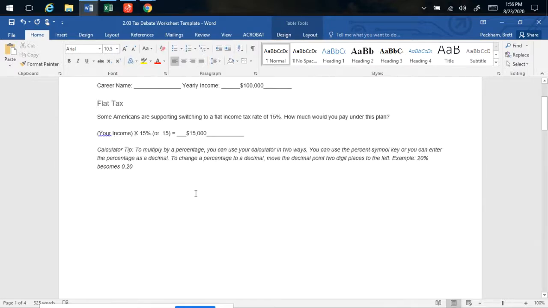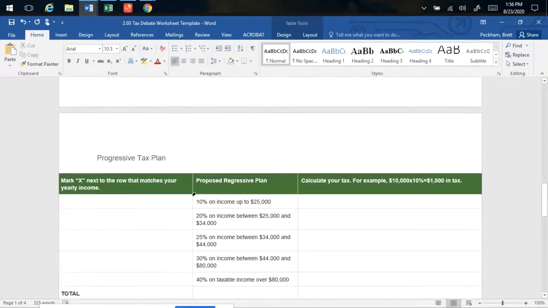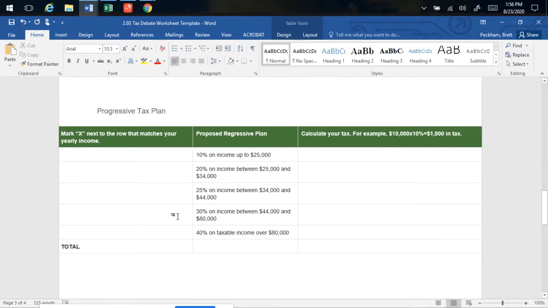As we scroll down here, the next bracket that we're going to take a look at is the progressive tax plan. In the United States, we currently have a progressive income tax, which means the higher your income, the higher percentage of your income goes towards paying that tax. The brackets that we're going to use here are from $0 up to $25,000, and in that bracket, we pay 10%. In the next bracket, from $25,000 to $34,000, your income is being taxed at a rate of 20%.